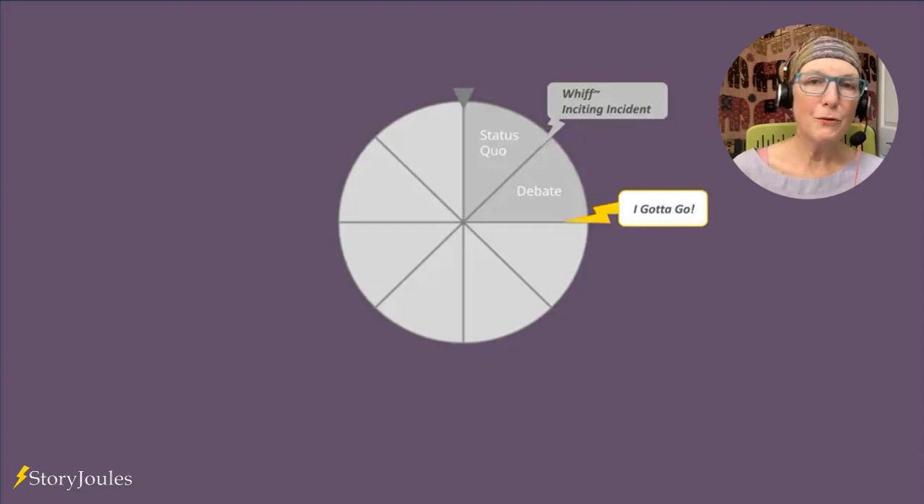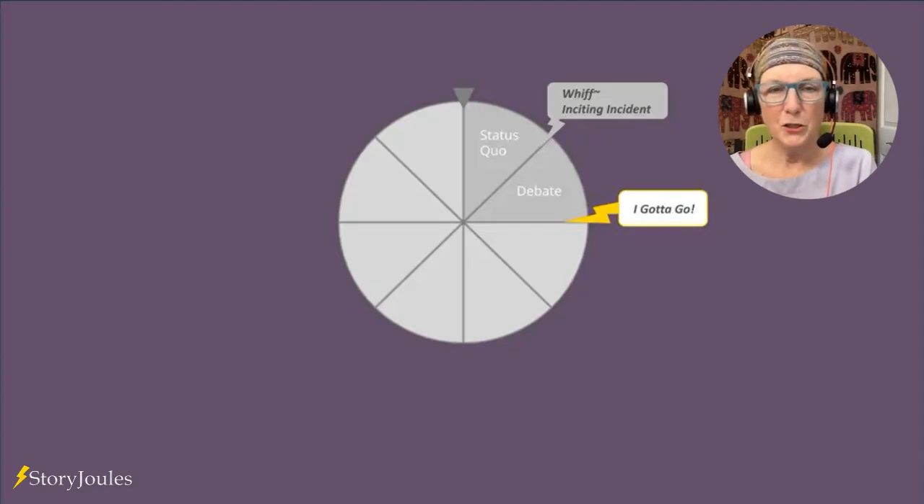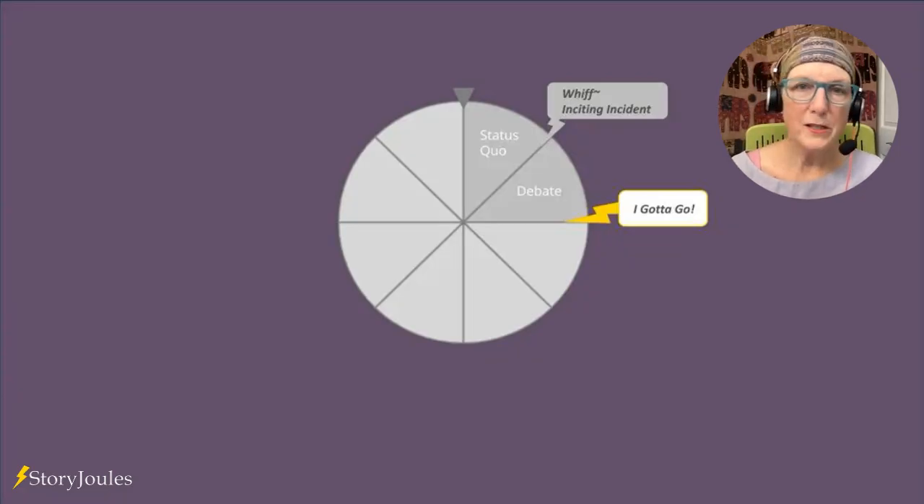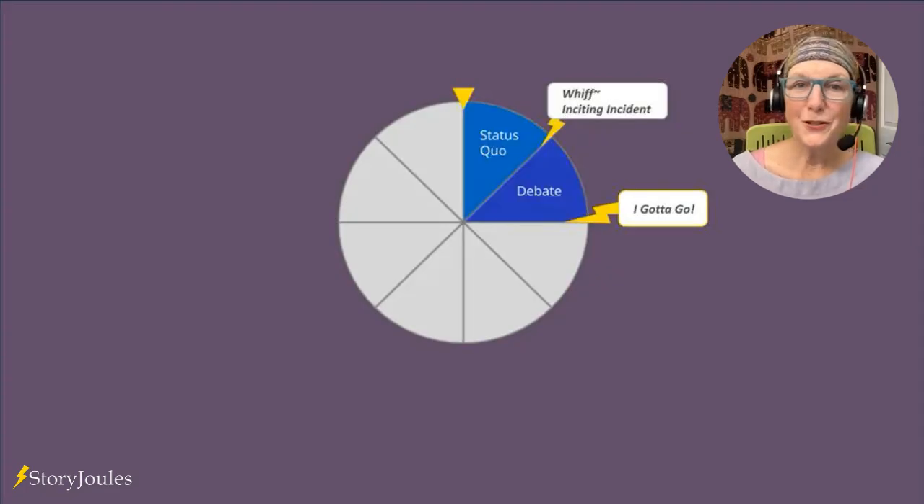And their choice will throw them into the next quadrant, the second act, the second quadrant. It can't be somebody else dragging them into it. They have to make this choice themselves. And that's necessary because we want to respect our protagonists, our avatars. And that, in StoryJoules language, is the first quadrant.